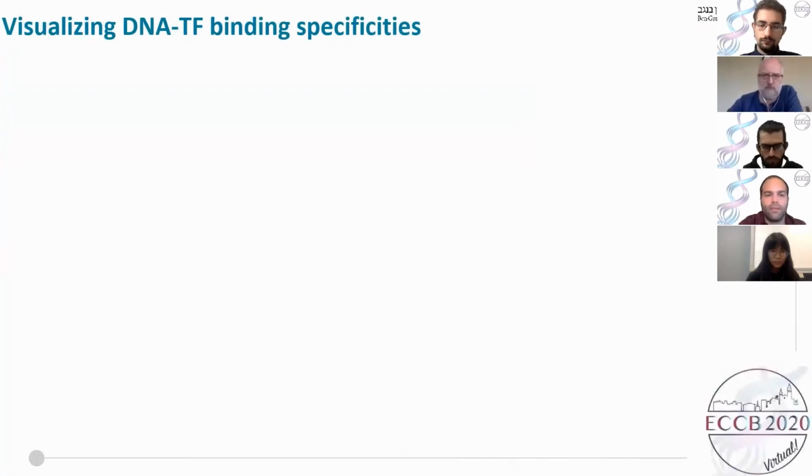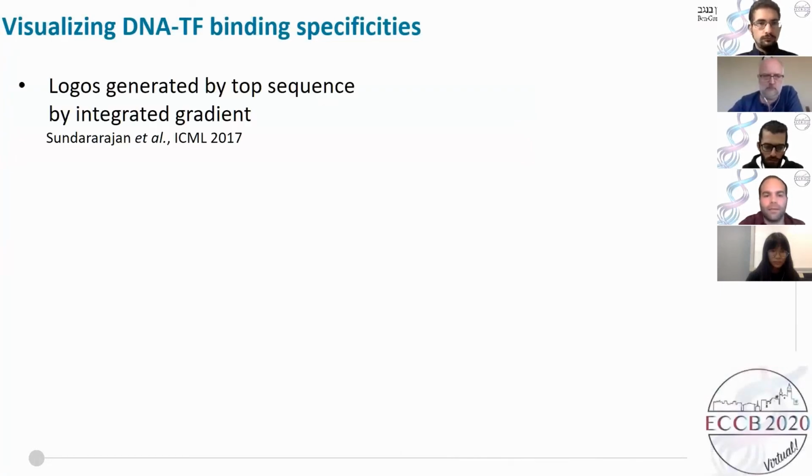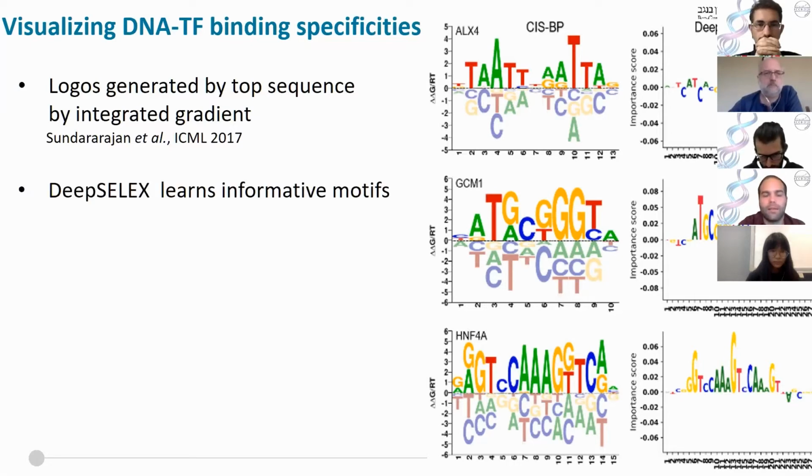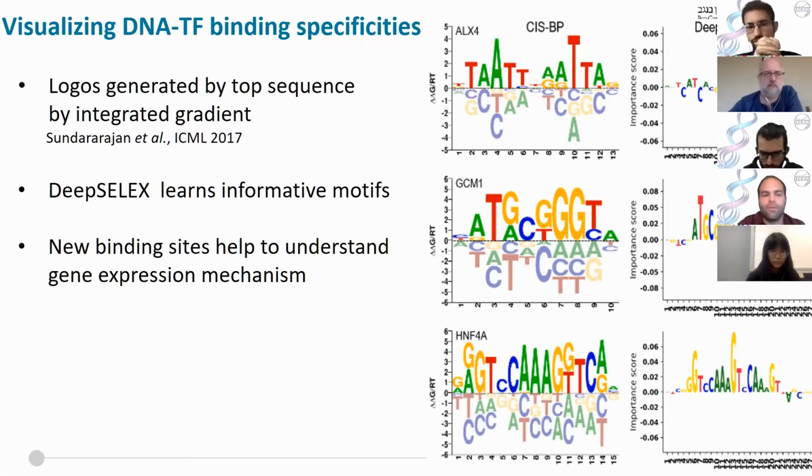Visualizing the DNA transcription factor binding site is extremely important, as we want to verify that the DeepSELEX model did not just perform successful guessing on the sequences. Therefore, we generated logos from the top sequence on cycle 4 by the integrated gradients method. On the right, we can see several logos. The left column is logos from the CIS-BP repository for different proteins, and on the right, you can see logos that DeepSELEX managed to produce. Those logos are very similar. This shows that DeepSELEX learned informative motifs. New binding sites can help us to understand gene expression mechanisms, which are still under research.